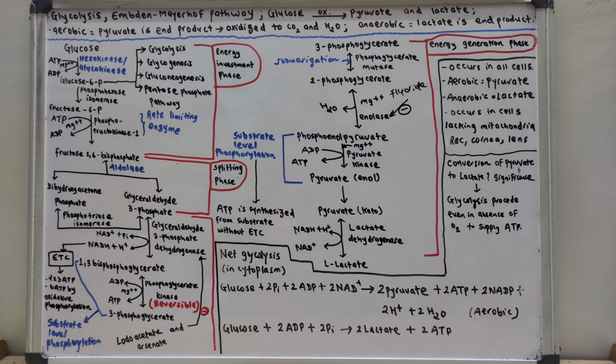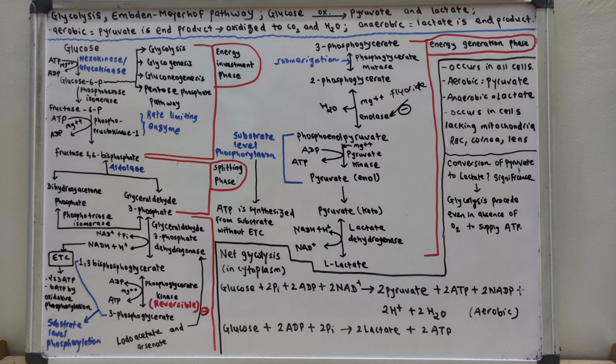Here there is production of the NADH plus H plus. And what happened? 1,3 bis phosphoglycerate is metabolized to 3-phosphoglycerate by the action of the enzyme phosphoglycerate kinase with the production of the ATP. The 3-phosphoglycerate is converted to 2-phosphoglycerate by the action of the phosphoglycerate mutase. The 2-phosphoglycerate is converted to phosphoenol pyruvate by the action of the enzyme enolase. The phosphoenol pyruvate is converted to pyruvate by the action of the enzyme pyruvate kinase with the production of the ATP.